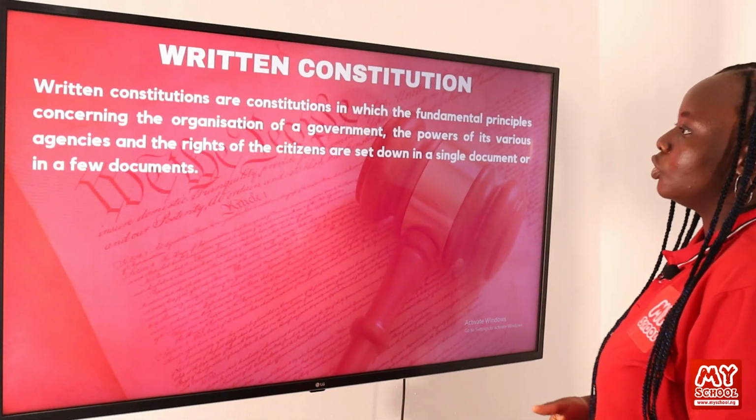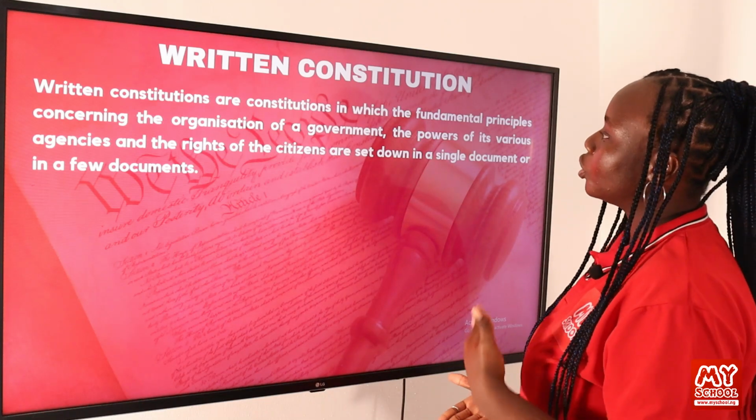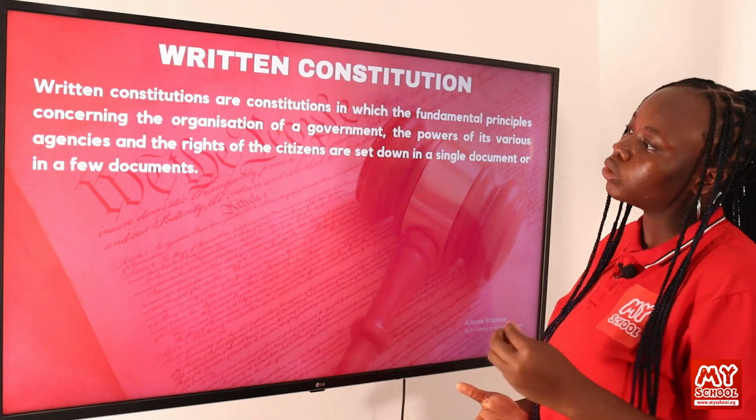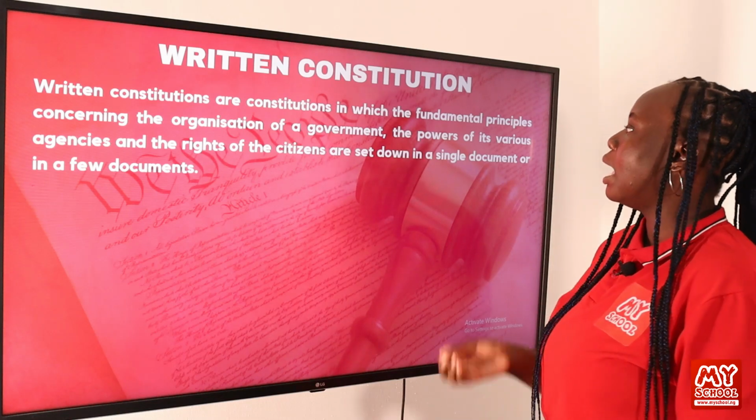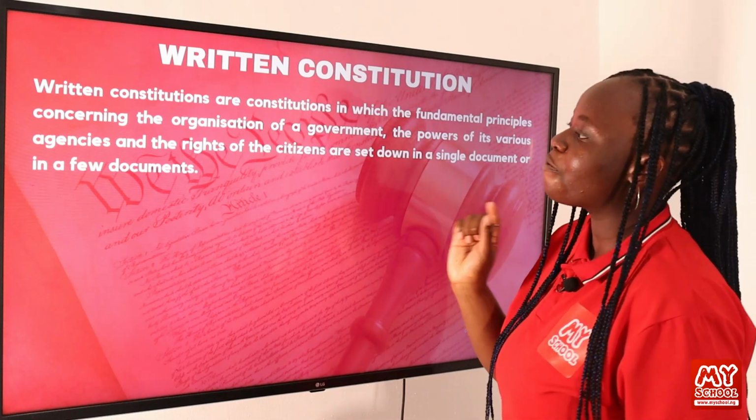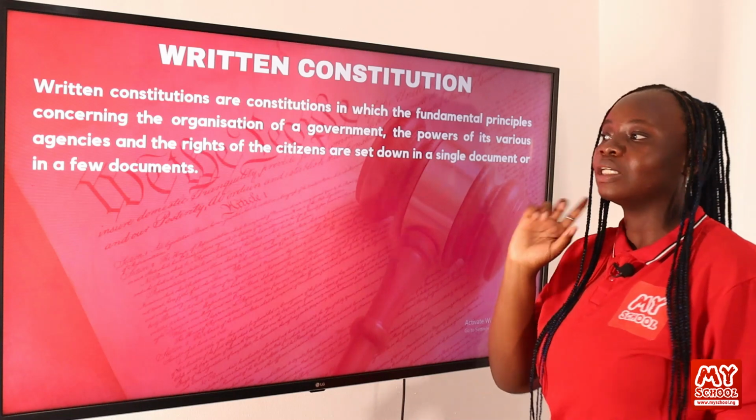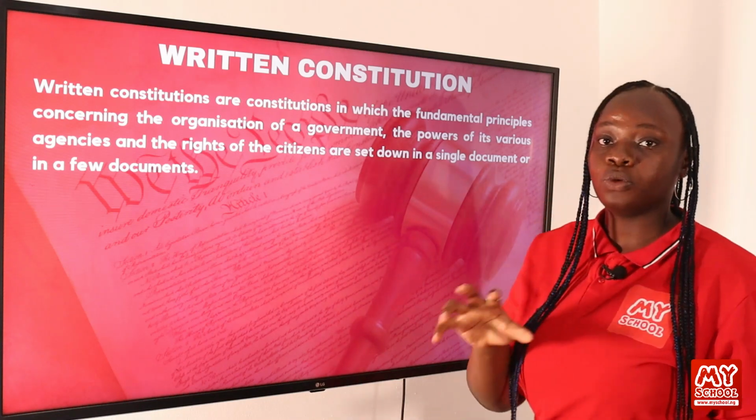So written constitutions are constitutions in which the fundamental principles concerning the organization of a government, the powers of its various agencies, and the rights of the citizens are set down in a single document or in a few documents.